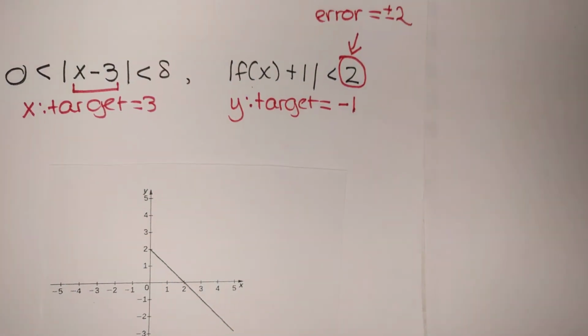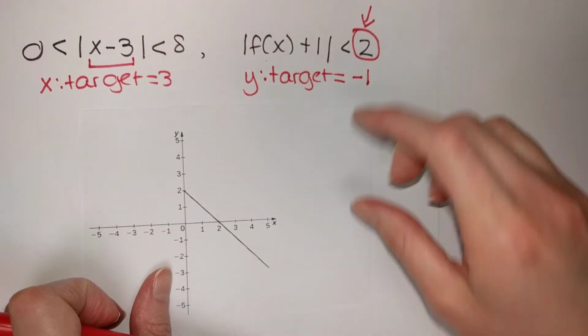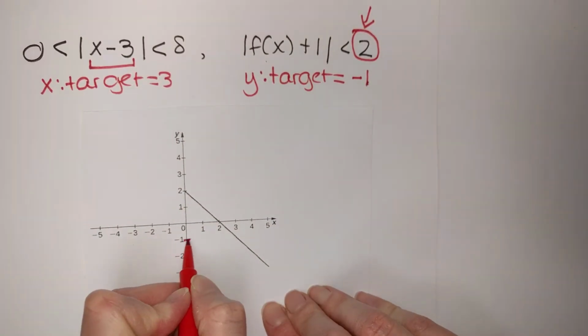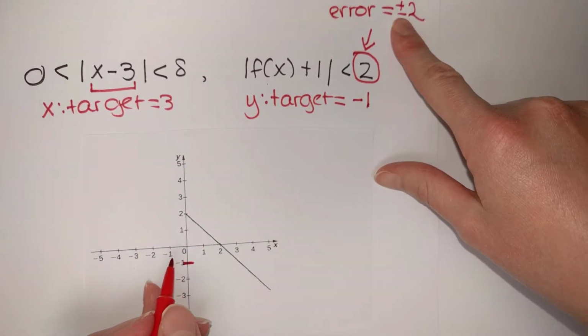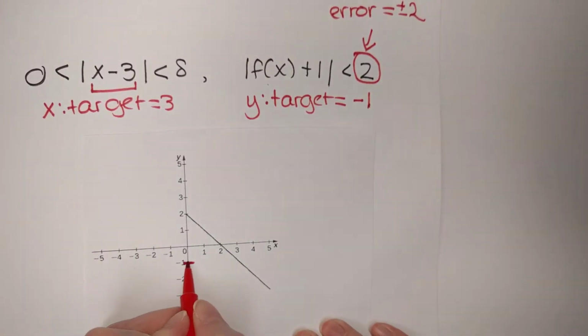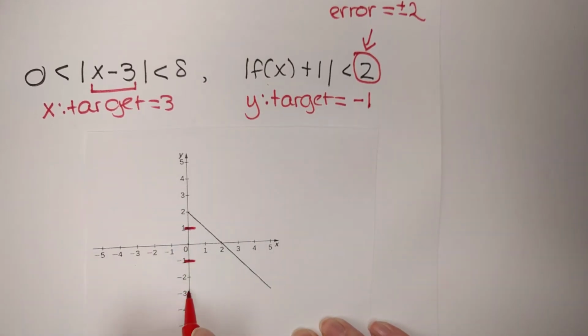Okay, so with that set up, let's go ahead and try to find out what our delta value is going to be. So our y target is -1. The error that we identified is that it's plus or minus 2 from that. So we start at -1, we go up 2, so that will end at 1. And then we go down 2, so that will end at -3.